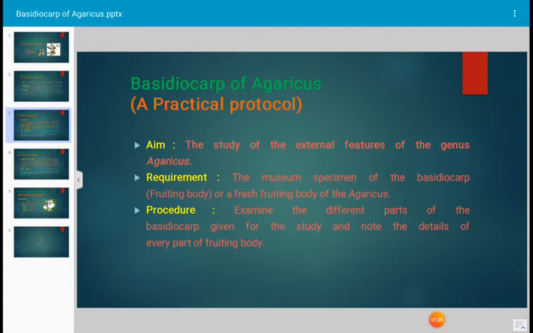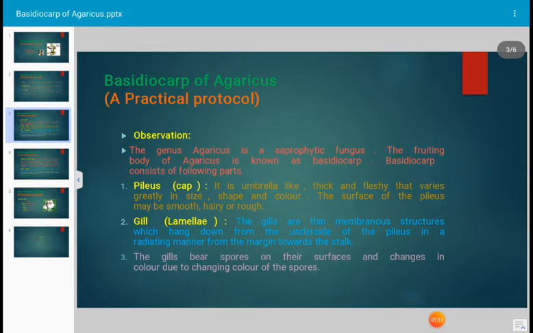Let us describe the details of the basidiocarp of agaricus here. The genus agaricus is a saprophytic fungus, that means it can grow on dead organic matter. And the fruiting body of agaricus is also known as basidiocarp. And the basidiocarp consists of the following parts. Number 1, pilus. The pilus is also known as cap.